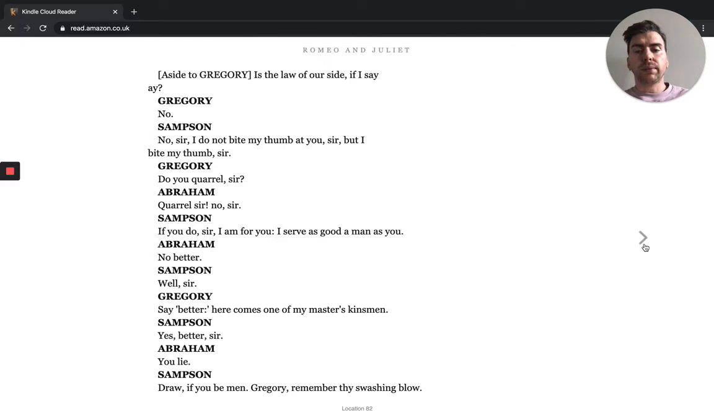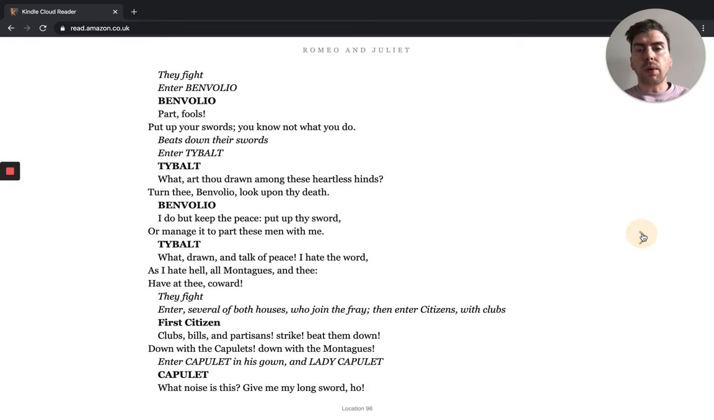Well, sir, say better. Here comes one of my master's kinsmen. Yes, better, sir. You lie. Draw if you be men. Gregory, remember thy swashing blow. They fight. Enter Benvolio. Part, fools! Put up your swords. You know not what you do. And they beat down their swords.